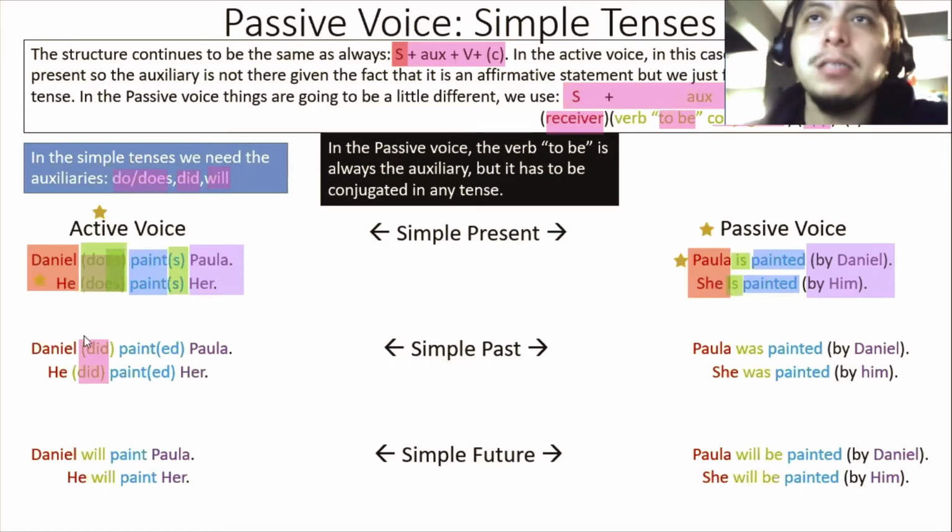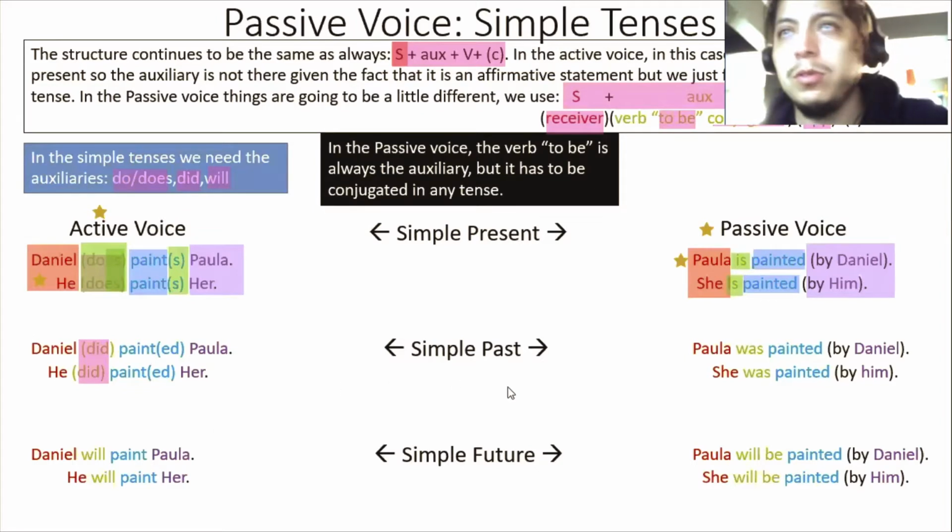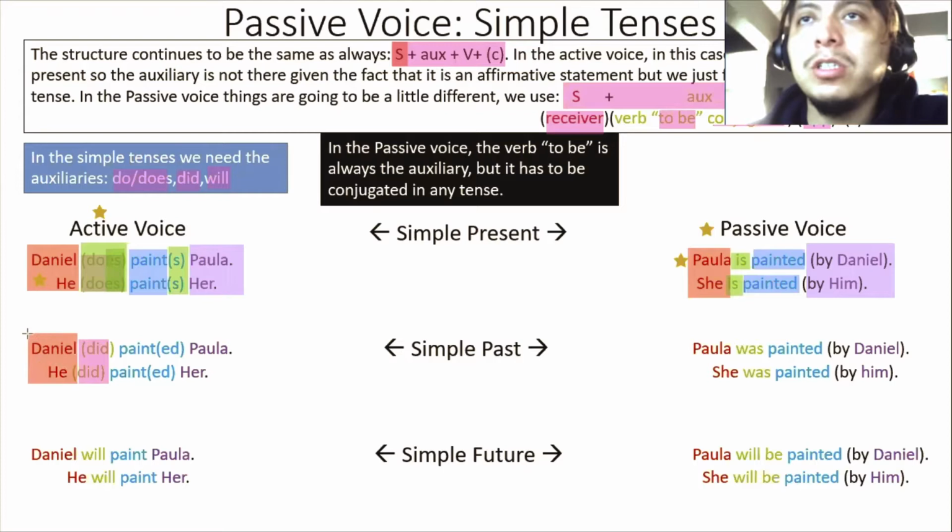In the simple past, well, active voice, the doer of the action is again the subject. I didn't change this part. So the doer of the action is Daniel. If you don't want to say Daniel, you say he. It is the same person, okay? Then the auxiliary. The auxiliary for the simple past is did. The problem is that because this is an affirmative statement, we normally never use the auxiliary.